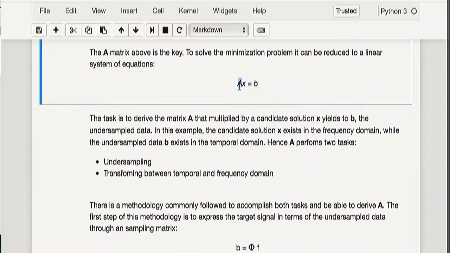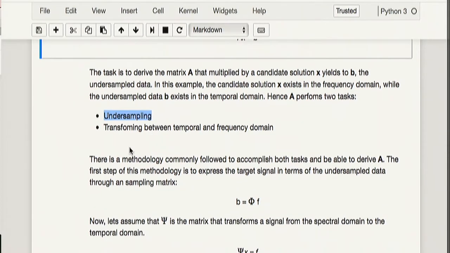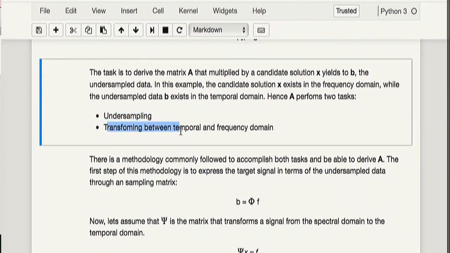So this matrix actually performs two tasks. The first of the tasks that this matrix performs is undersampling. This means taking fewer samples than what you would require following the Nyquist theorem or the classical signal processing theory. And the second task is that it will transform the domains. In this very specific example, it will transform the domain between frequency and time, okay?